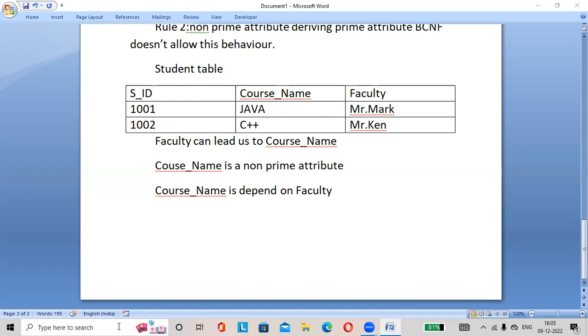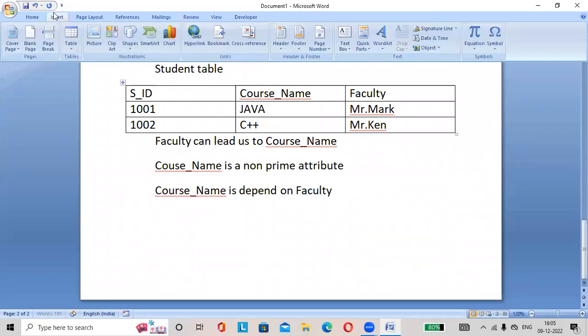How do we make the table BCNF? What do we need to do? Again, we must create a new table. We need to break the table. So we'll create two tables, one student table and one faculty table. Course name is a non-prime attribute and is also dependent on faculty. It is not a primary key. Student ID is the primary key here. So we need to break the table into two parts.